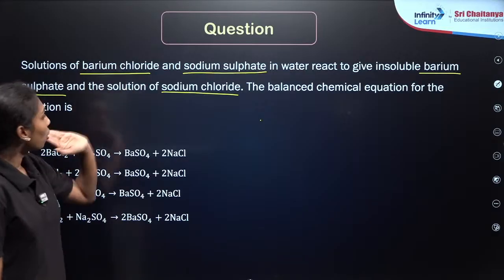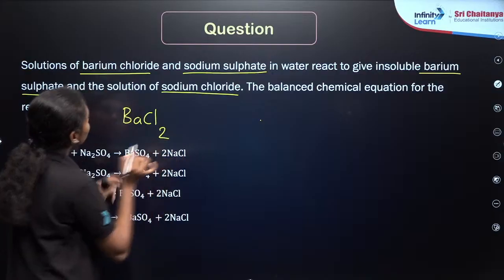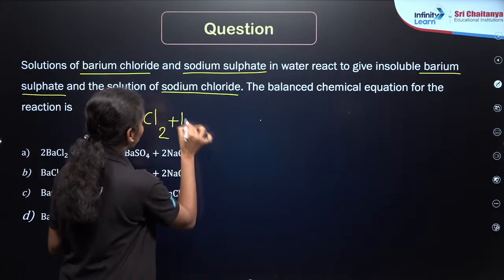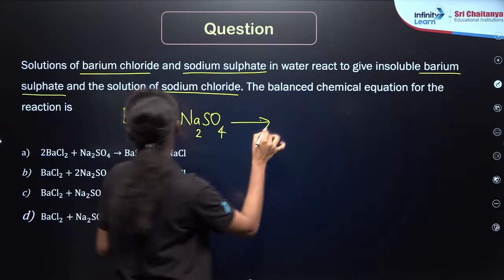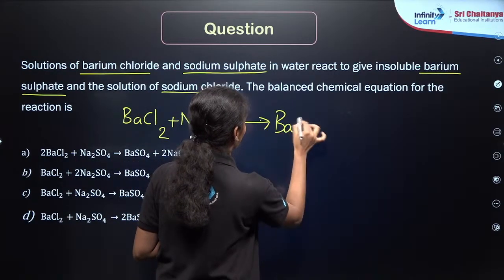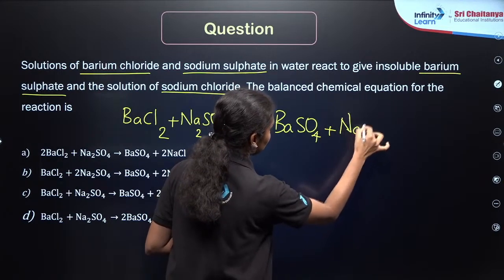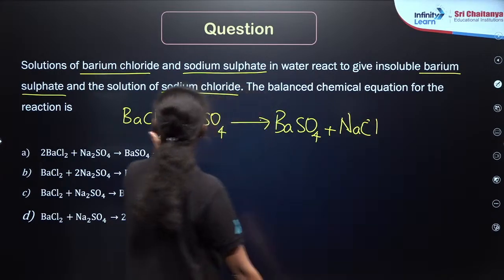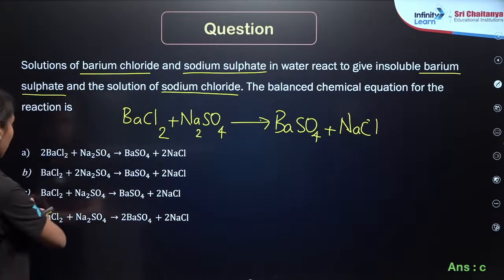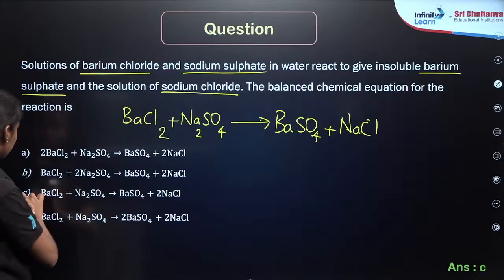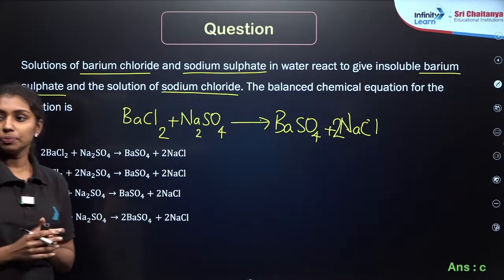So what do you mean by barium chloride? It will be BaCl2, right? Then sodium sulfate means Na2SO4 gives barium sulfate BaSO4 plus NaCl. So this is the general equation we need to balance. So if you balance it, you will get the answer as option C here. Clear?